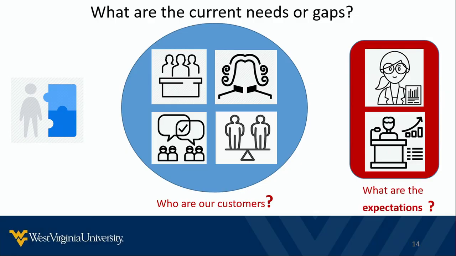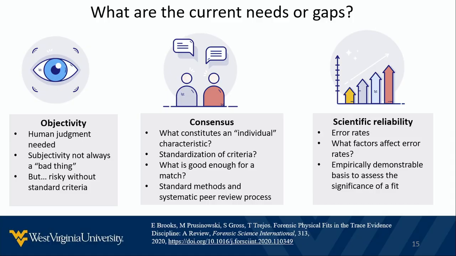In the courtroom, the expectations are not only to be able to find and demonstrate something just visually, like we saw, that is self-convincing, but being able to support the scientific validity of how we arrive at those conclusions. So with that in mind, we identified 3 main areas in which the physical fit examinations can benefit: objectivity, consensus, and scientific reliability. As you can imagine, human judgment is very critical in this type of examination.